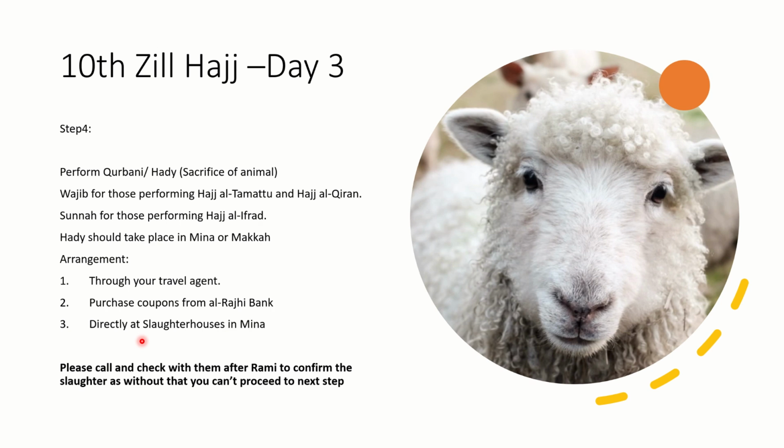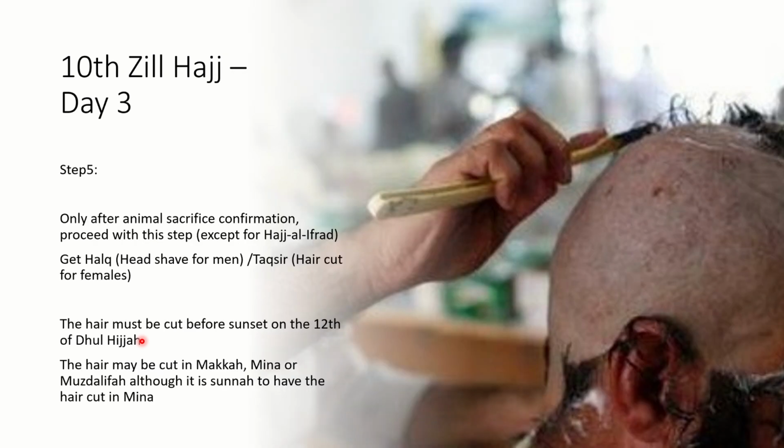It might take half an hour, it might take 1 hour or 2 hours, but usually they are quite fast and they will confirm within 1 to 2 hours that your Qurbani has been done. And then you proceed to the next step. What is the next step, which is step 5? Step 5 is that you get the Halq or Taksir.